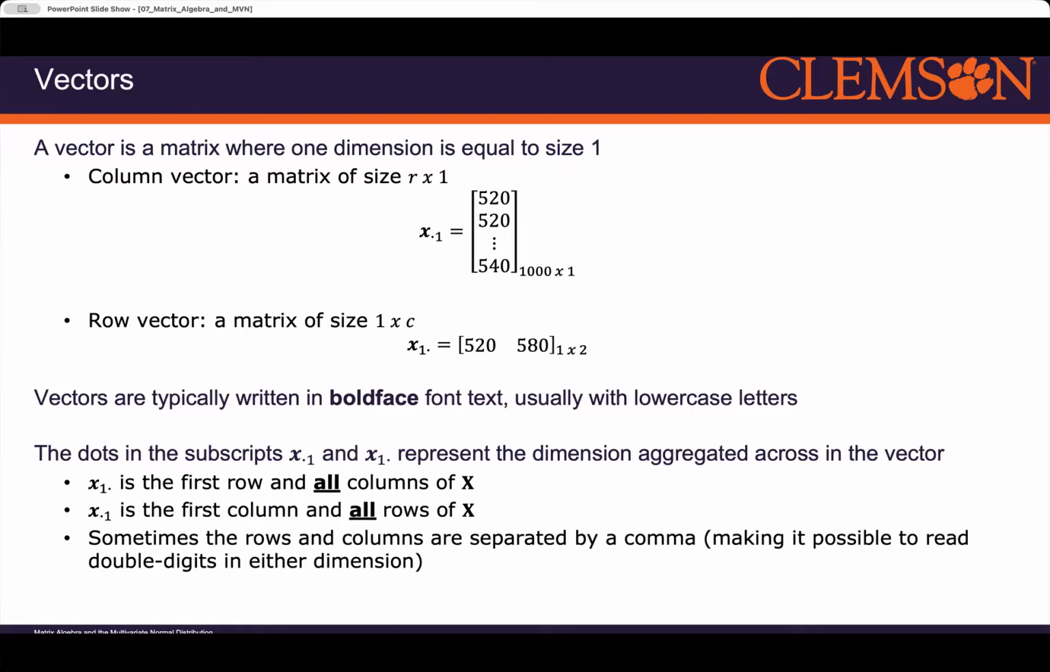Sometimes, and you'll see this in my notation as we go forward, rows and columns get separated by a comma, making it possible to read double digits in either dimension, right? So we may have to put a comma here if we get to the 400th or 500th cell or something along those lines. We'll see that in just a bit.